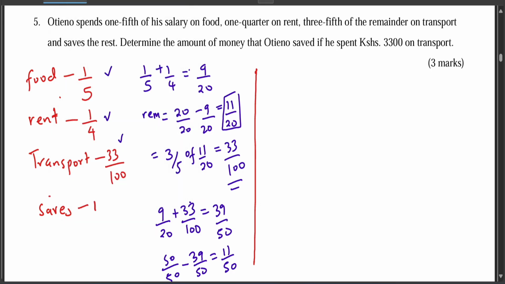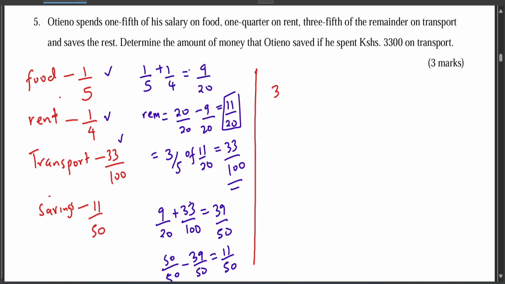So your savings are 11 out of 50. It should be savings, not saves. I don't know who did you save. Savings. So determine the amount of money that Otieno saved if he spent 3,300 shillings on transport.